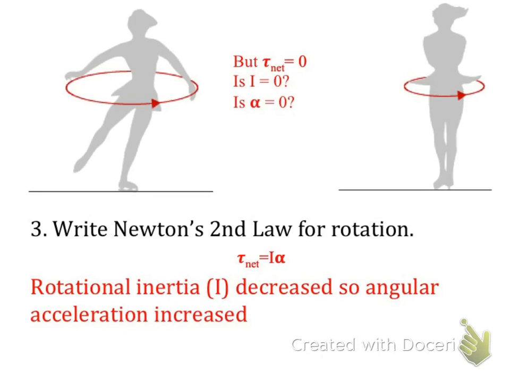All right. So now we're saying 0 equals I times alpha, with I decreasing and alpha increasing. Is the inertia zero? That does not make sense, right? How can we have a change in rotational inertia and a change in acceleration without any torque?